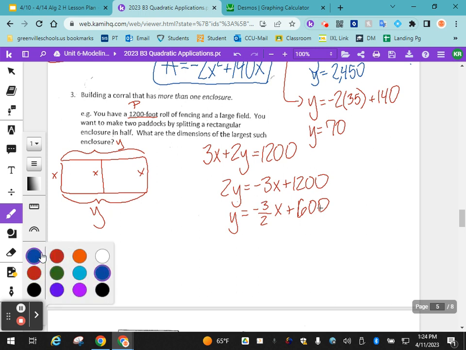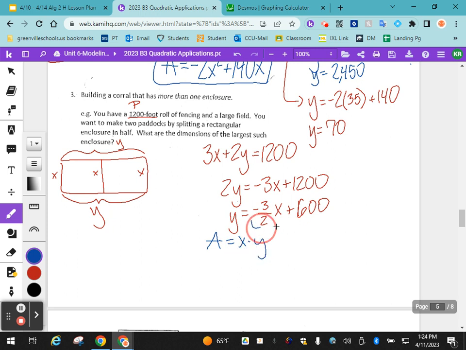Plugging it into my area equation to find my vertex. So area is x times y. Well, this is what y is. Plug it in.